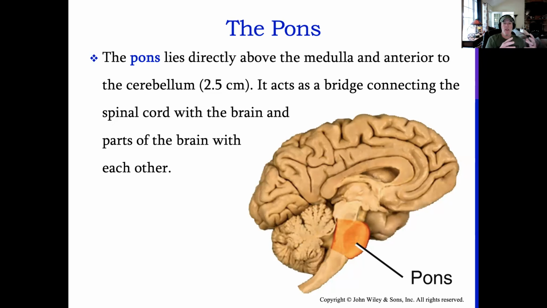The cerebrum and the cerebellum are going to work very closely together. The cerebrum as being our conscious control and the cerebellum being our unconscious control, but there has to be a lot of communication back and forth between that conscious and unconscious parts of our brain, and that's going to happen in this region of the brainstem that we call the pons.